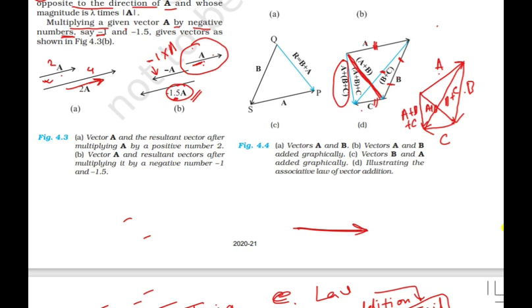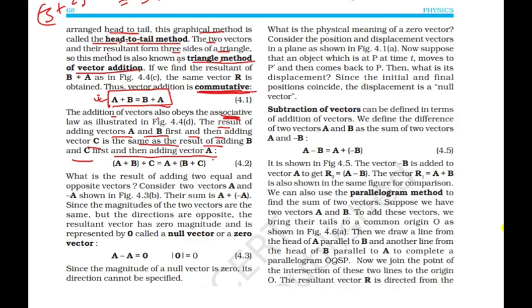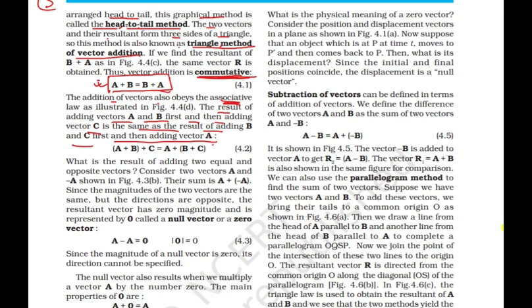And if I draw the vector between A and B plus C, at the same time I will get the same vector. Okay, so this is the associative property.